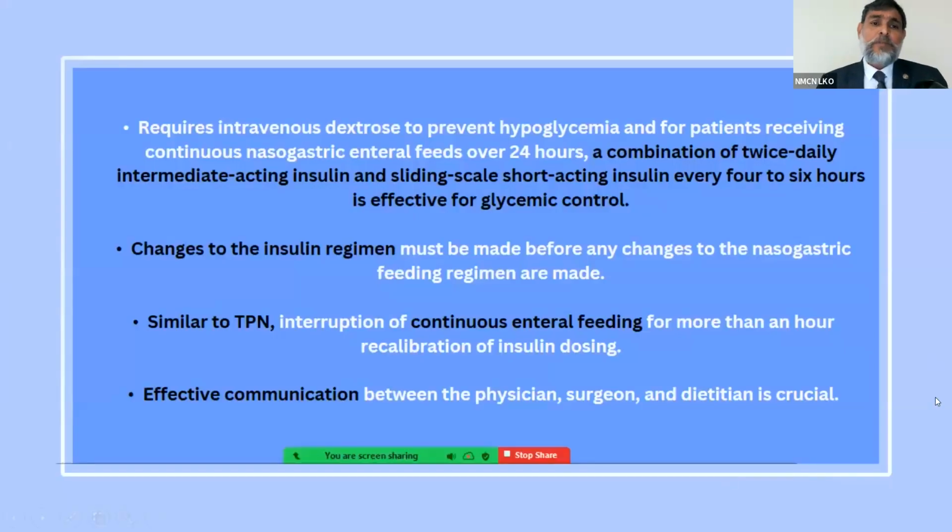Then there are some special requirements like intravenous dextrose. This parallel line can be kept to prevent hypoglycemia. For changes of insulin regimens similar to TPN, with continuous enteral feeding for more than an hour, recalibration of insulin dose is required. And there is a requirement of effective communication between physician, surgeon, and dietitian, because they keep changing the diet pattern or calories.